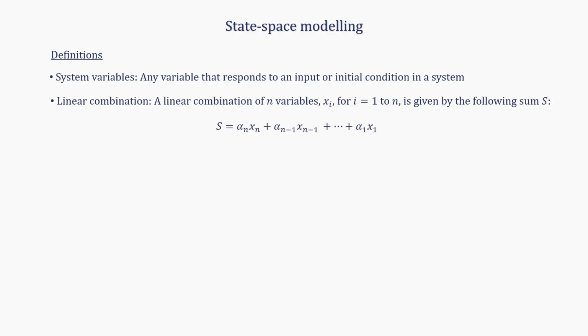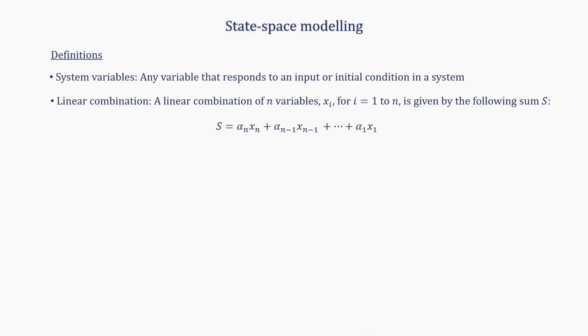Now, there is this idea of linear combination. What is a linear combination? We know what system variables are. If you take two system variables and add them up, we say that it is a linear combination. You can scale the variables up and then add them, and we will still call it a linear combination.